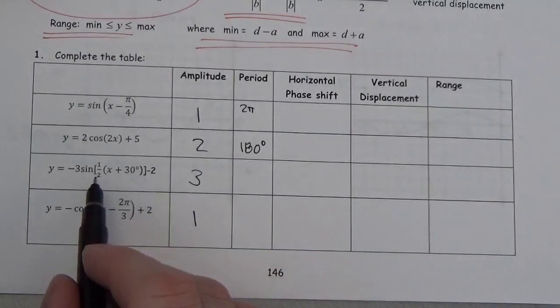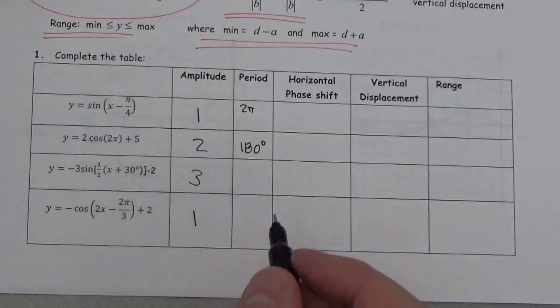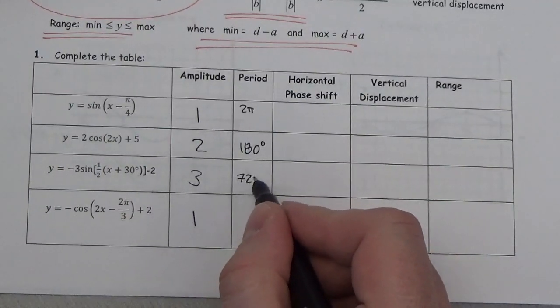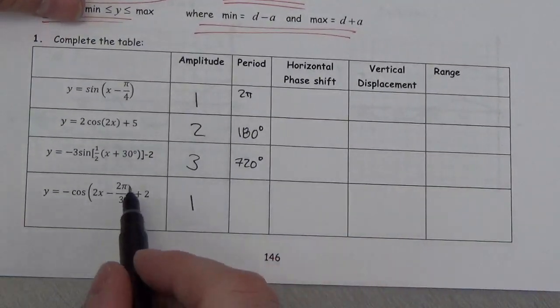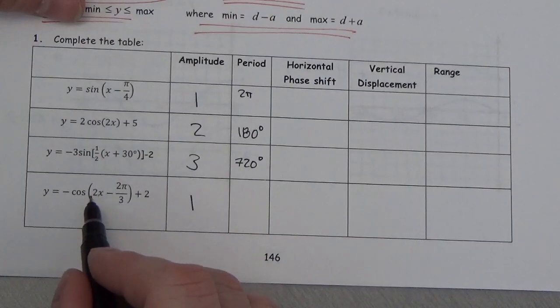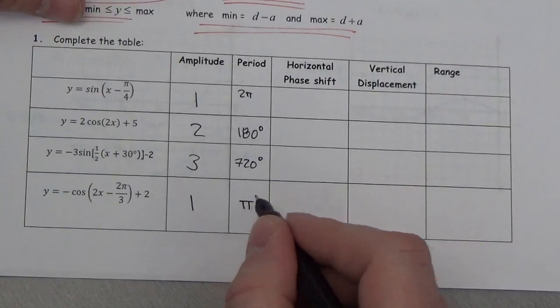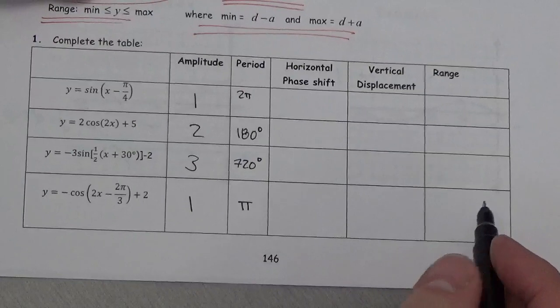Here, I do have an indication that this is supposed to be in degrees. It's that 30 degrees. So my B value is a half. Dividing 360 by a half is going to be 720 degrees. And then here, I do have an indication that this is supposed to be in radians. So my B value is 2. So once again, just like above, it's going to be half of that period, so from 2 pi to pi.